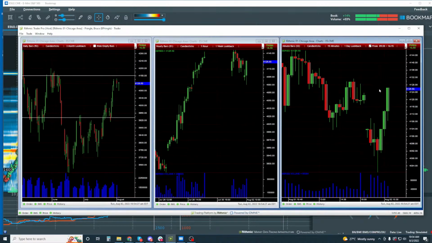Okay, now we're above the gap, right? So now where would you guys think we're going to start to see sellers on this chart here?